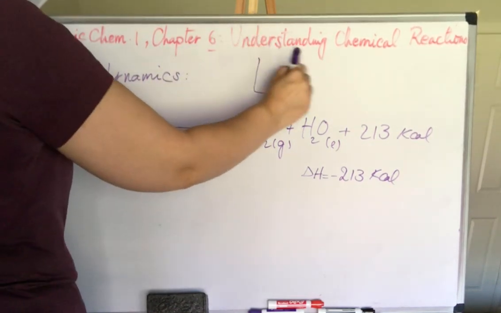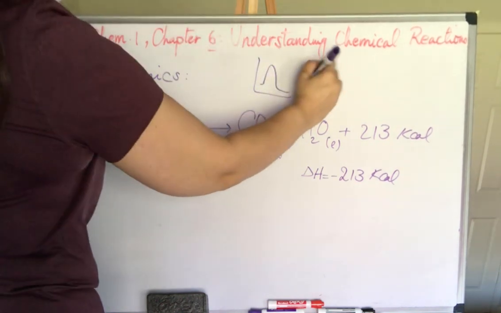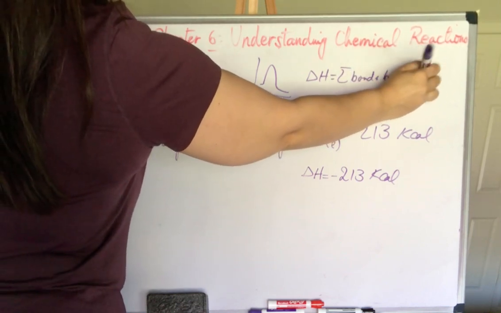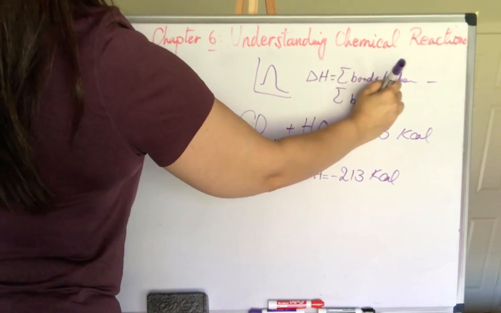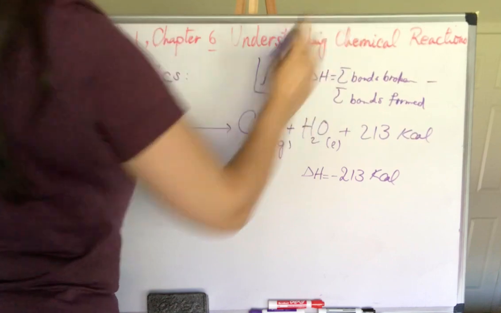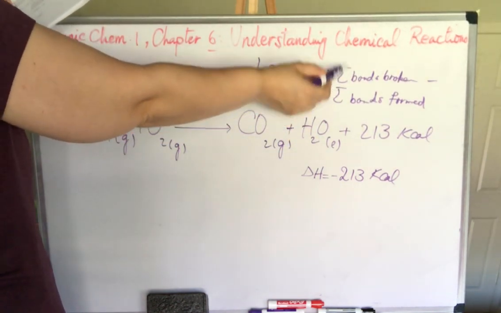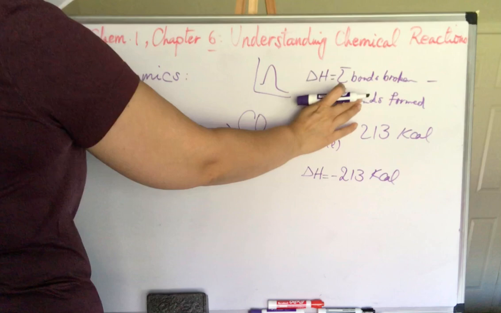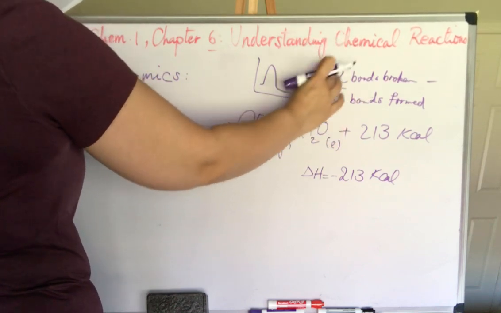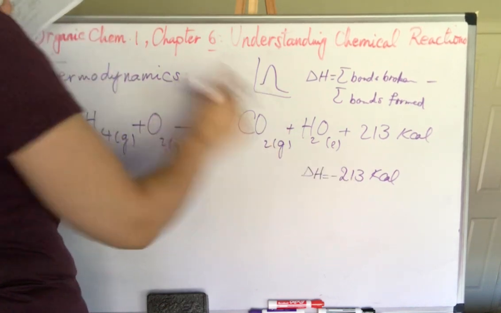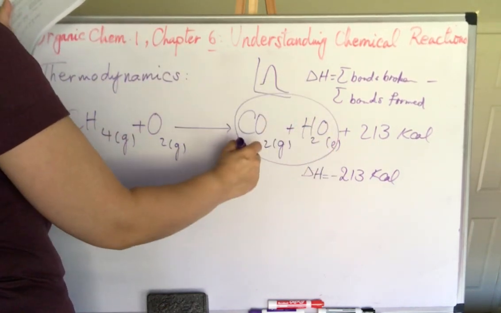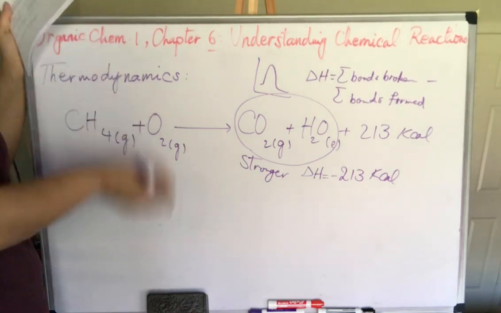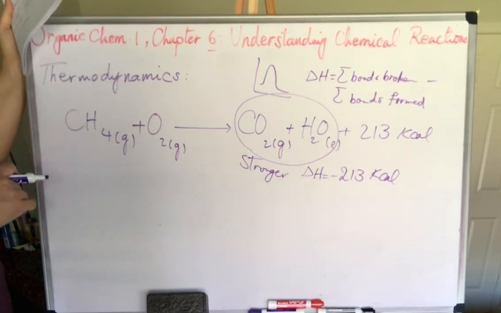So which one has stronger bonds? We said delta H is bonds broken minus bonds formed. So if the broken bonds are stronger, the subtraction will give you a positive value. But if the formed bonds are stronger, then the subtraction will give you a negative. So when you have a negative sign, it means that these are stronger bonds, because during the formation of a bond, heat is released. So the stronger the bonds, the more the heat.